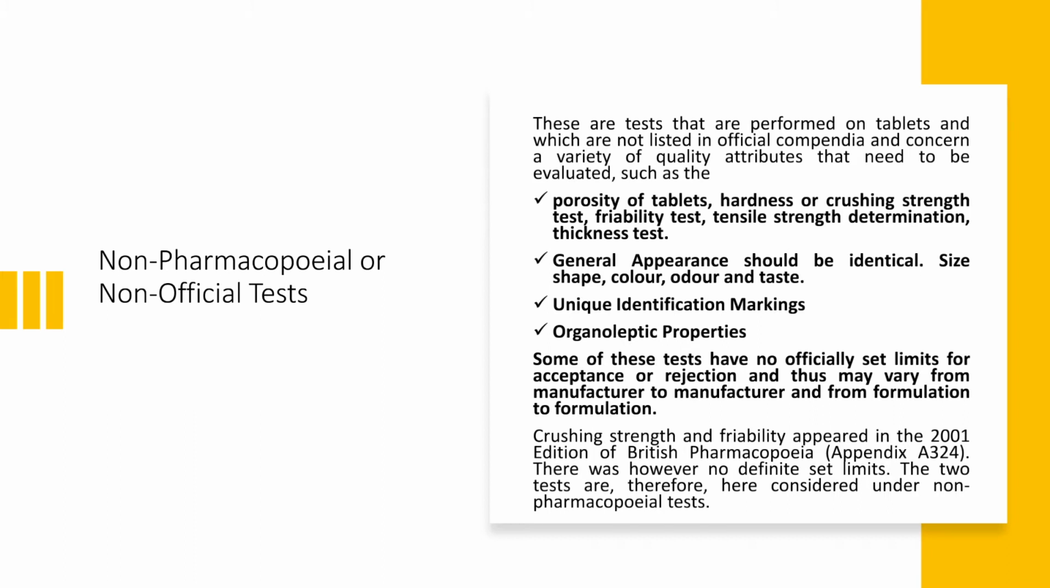Every company is manufacturing its own tablet, so they need to have a certain criteria in order to discriminate their tablets from the other manufacturers. So certain companies provide unique markings which are embossed on the punches and that goes into the tablets. Then organoleptic properties. Some of these types have no official set limits for acceptance or rejection, and thus they may vary from manufacturer to manufacturer. So we are going to study these properties, that is, the hardness, tensile strength, friability and thickness of the tablets one by one.